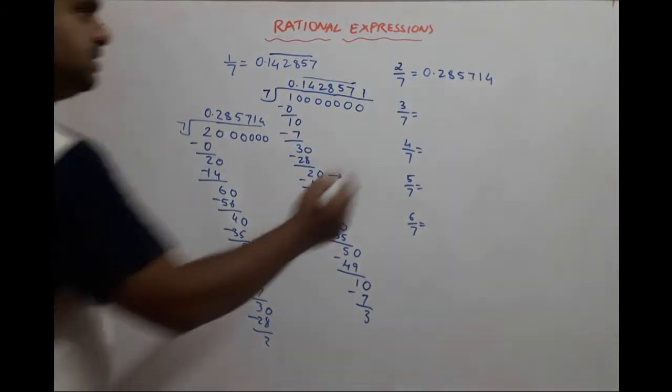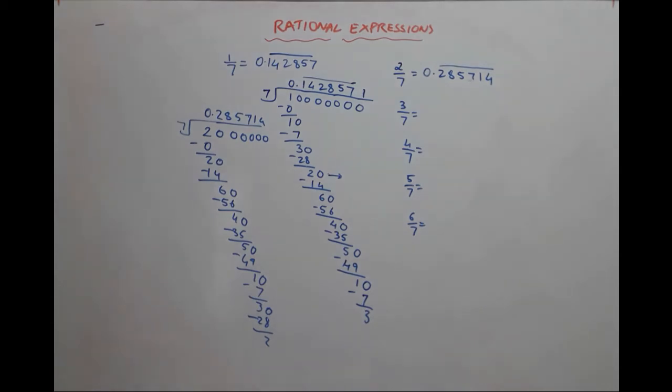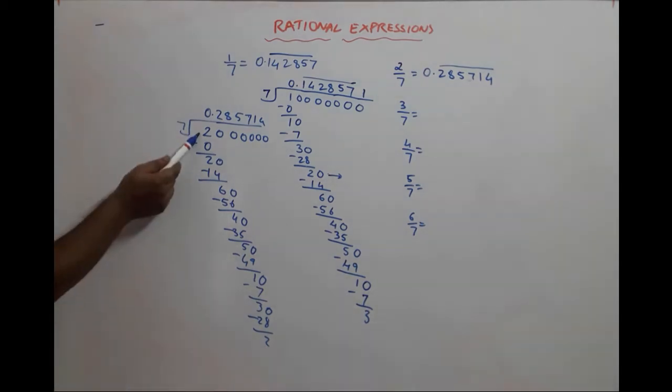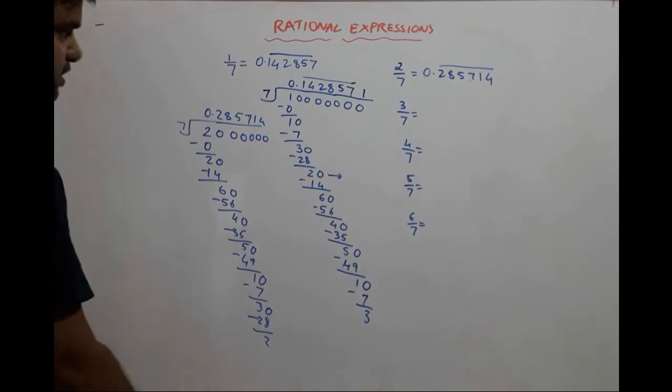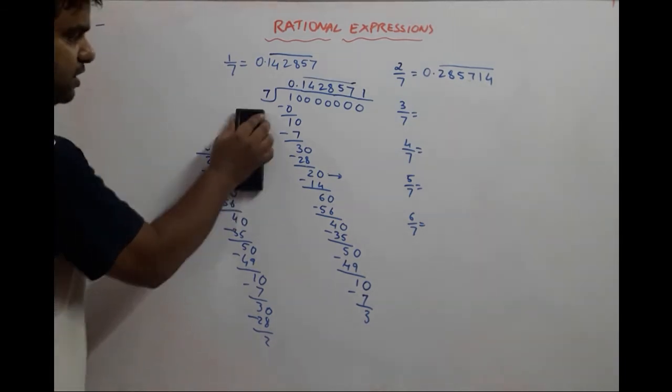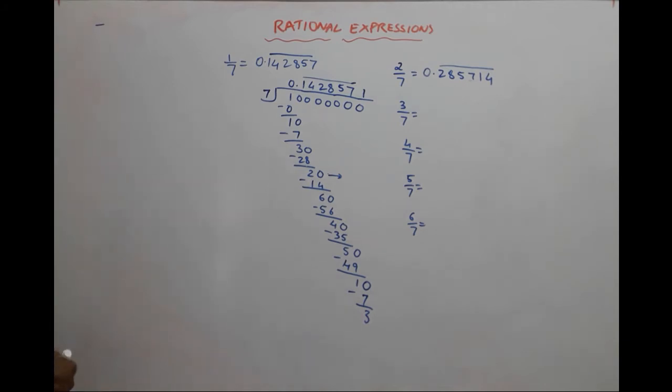285714. And this repeats. So we put a bar on that. Because if we go further, we come back here all the way again. And then it repeats. So you see, our prediction was correct. So similarly, we can predict about 3 upon 7, 4 upon 7, 5 upon 7 and 6 upon 7.